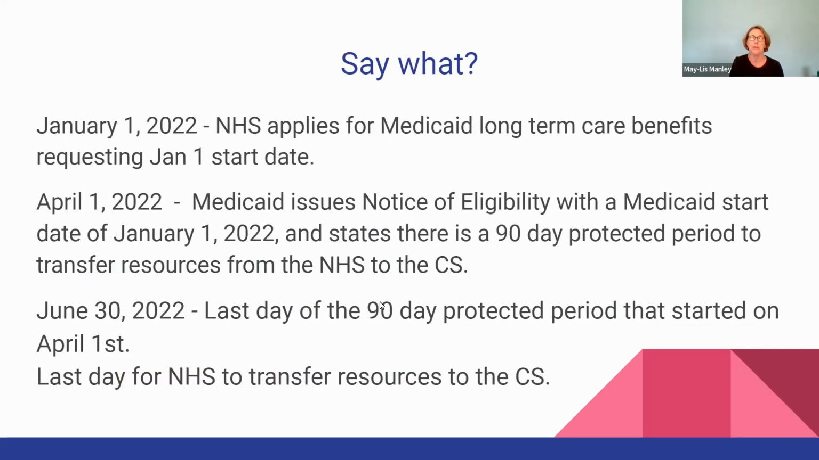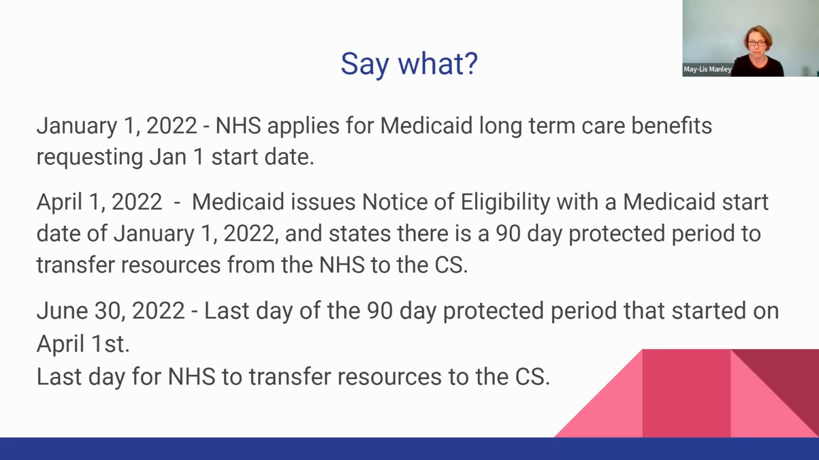So at this point, you might be thinking, whoa, just slow down a second. How does this go? So let's use an example. On January 1st of 2022, the nursing home spouse applies for Medicaid and requests a start date of January 1st. A few months pass, Medicaid processes the application, and on April 1st, issues a notice of eligibility that gives a January 1st start date and says, okay, now your 90-day protective period is starting.